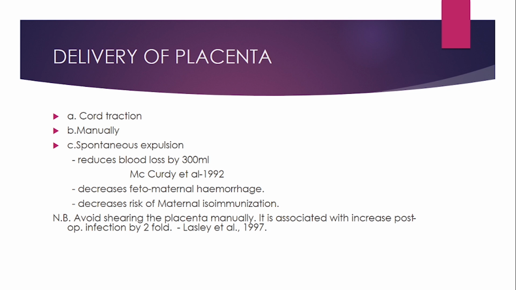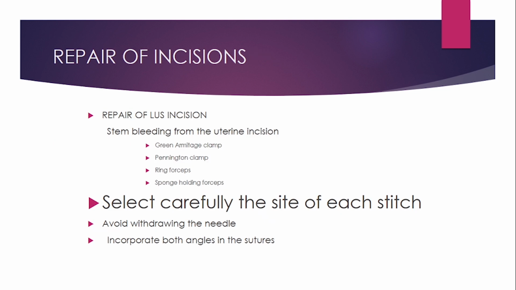Let's talk about delivery of the placenta. You can deliver the placenta through cord traction, it can be delivered manually, then the placenta can even be expelled spontaneously. And it's been said that when the placenta is expelled spontaneously, blood loss is less. Then there's decreased fetal maternal hemorrhage. Then there's decreased risk of maternal isoimmunization in case of rhesus isoimmunization. So now, we have delivered the placenta.